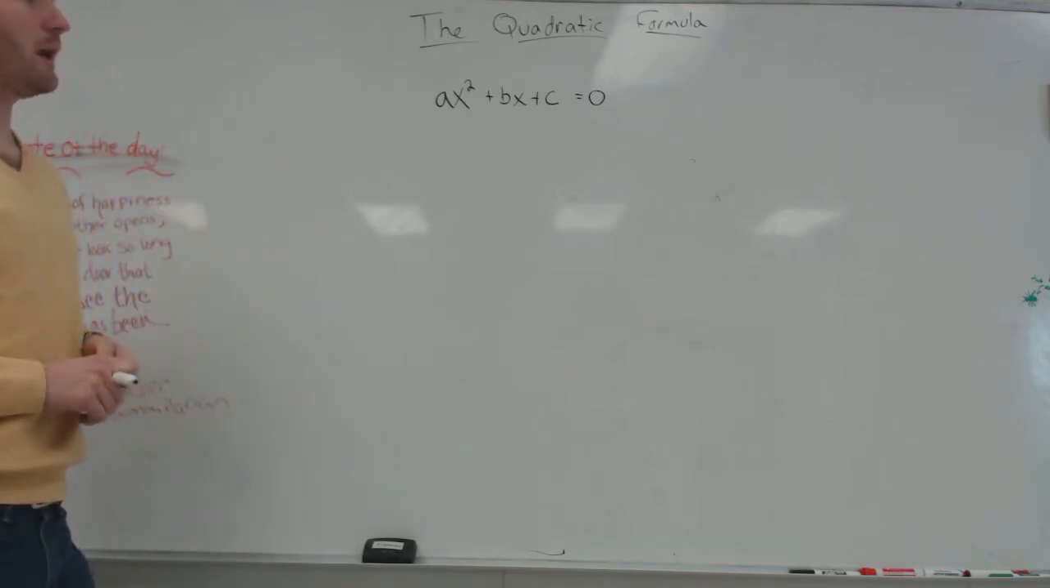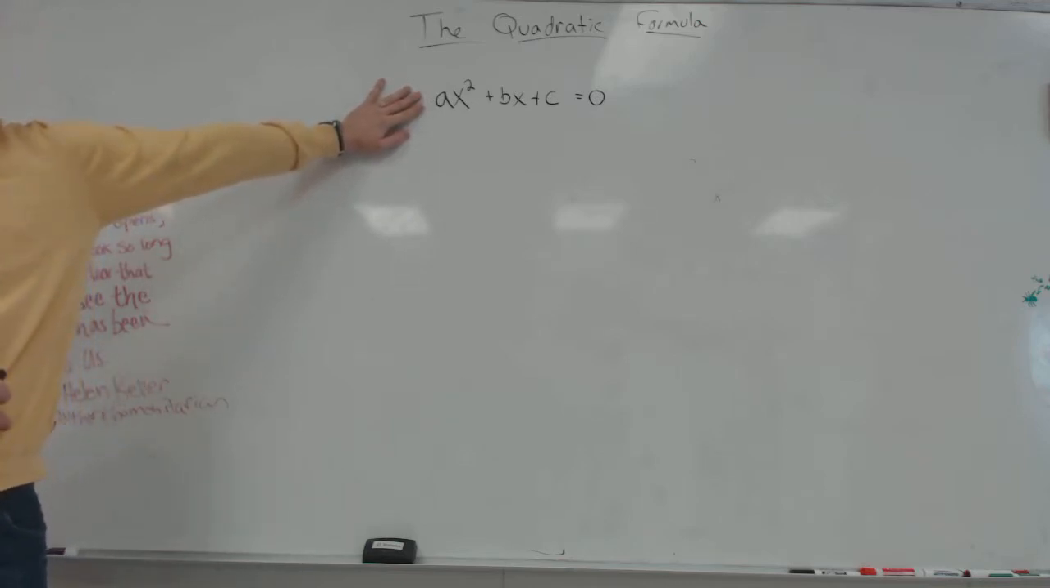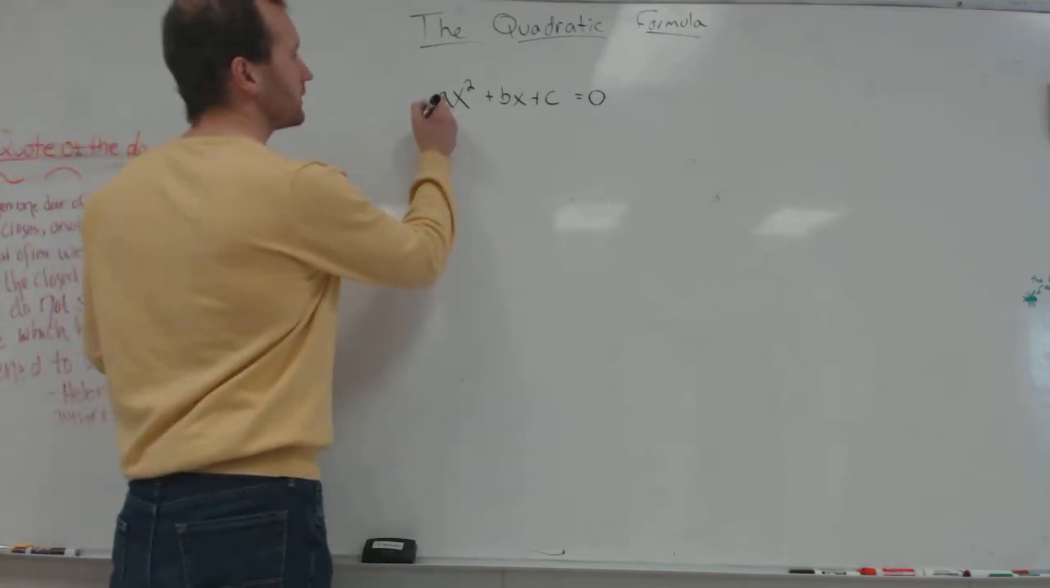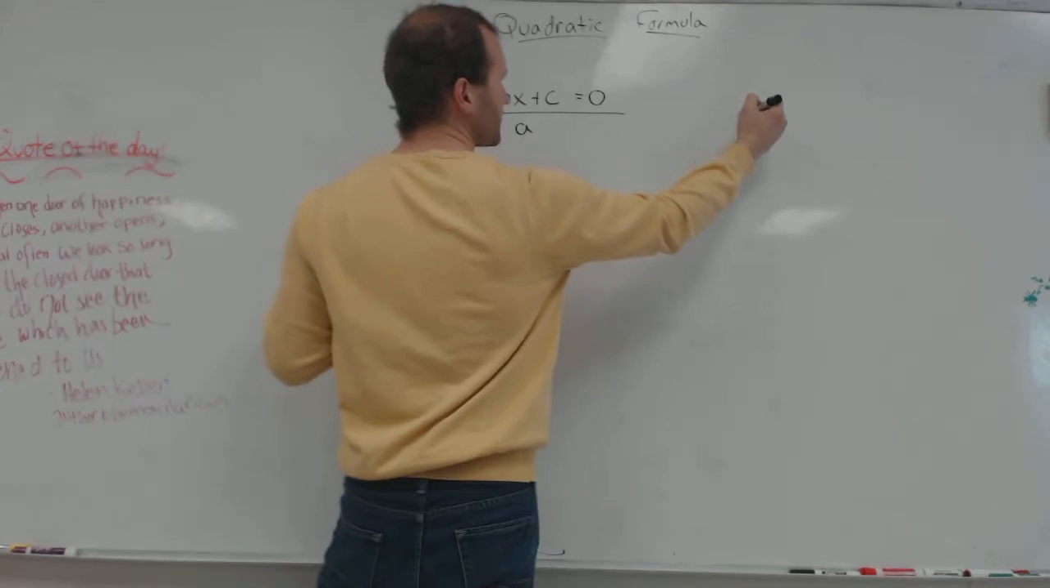So, how do we complete the square? The first step is to do what? Yeah, we have to divide every term by a. I'm going to divide by a, and I'm going to write the steps over here.